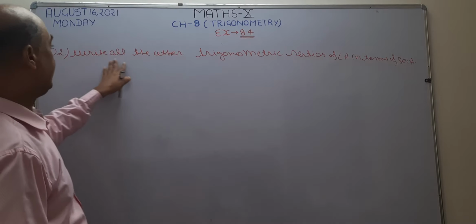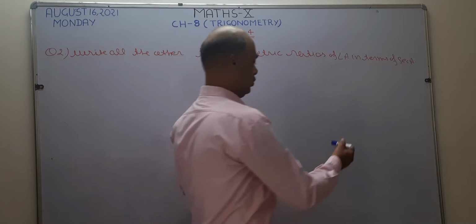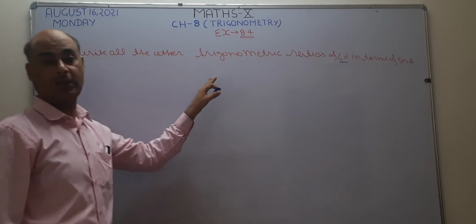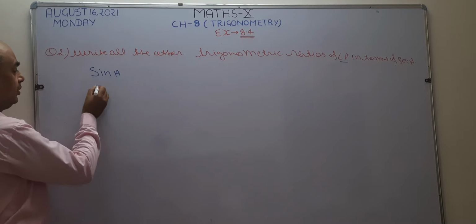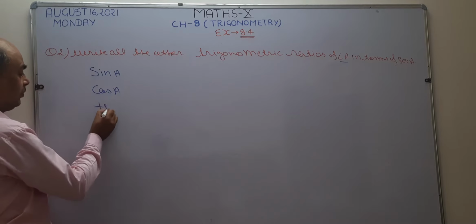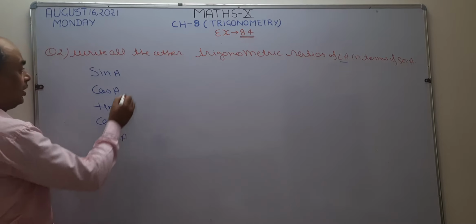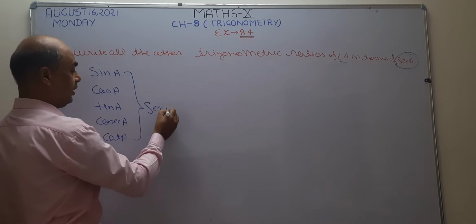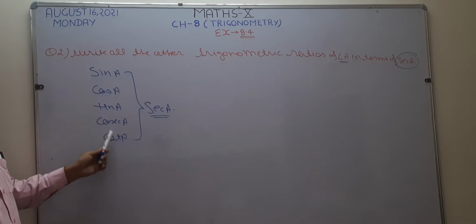Now we are going to solve question number 2. Write all the other trigonometric ratios of angle A. We are going to take angle A in terms of secant A. There are 6 trigonometric ratios, so I have to convert 5 trigonometric ratios. Number 1, sin A. Number 2, cos A. Number 3, tan A. After that, cosec A. After that, cot A. I want to convert these 5 trigonometric ratios in terms of secant A. It is given secant A, so write secant A. This is your question.